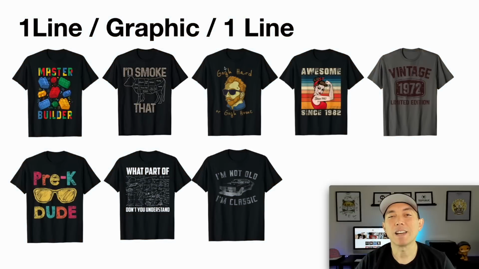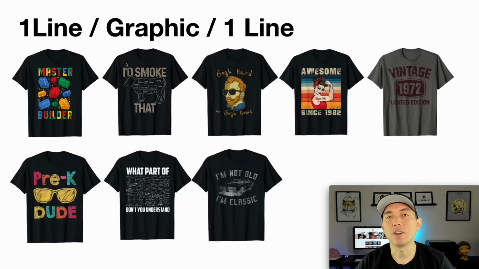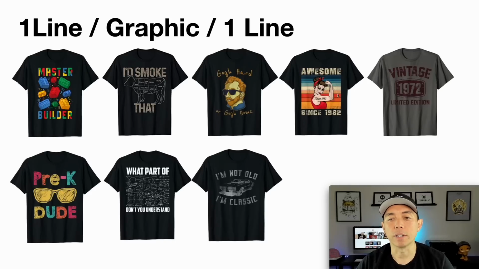So design style number 4 is kind of like a sandwich where you have 1 line of text, a graphic in the middle, and 1 line on the bottom. So 1 line, graphic, 1 line. You can see very easy design style to do. Again, you're gonna need a good graphic in the middle, but it doesn't even have to be a graphic. It could be, you know, a year or something, or just really simple graphics.